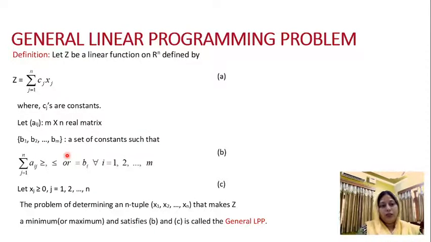So this is now the general linear programming problem. Let Z be a linear function defined on n-dimensional real coordinate system. Z is equal to summation Cj xj, where Cj's are constants. Let Aij denote an m cross n real matrix, and let B1, B2, Bm be a set of constants such that summation of Aij xj is either greater than or equal to, less than or equal to, or equal to Bi for all i going from 1 to m.